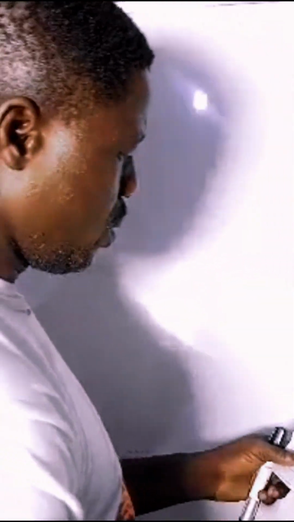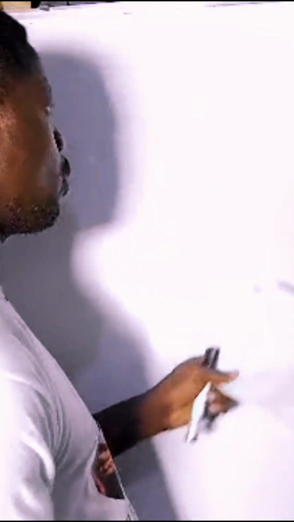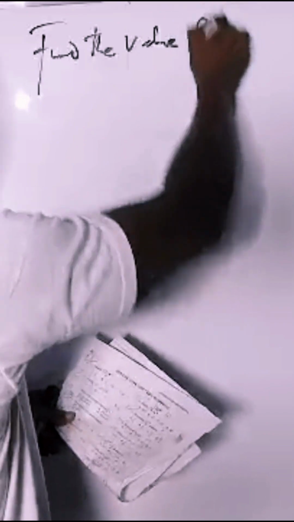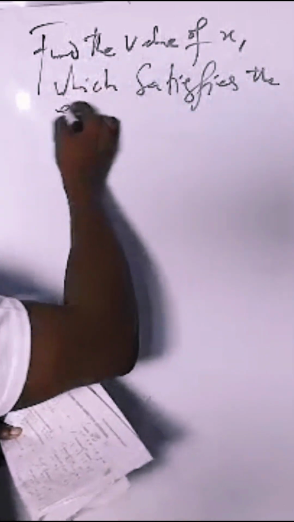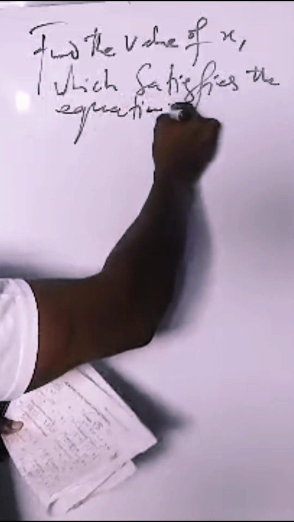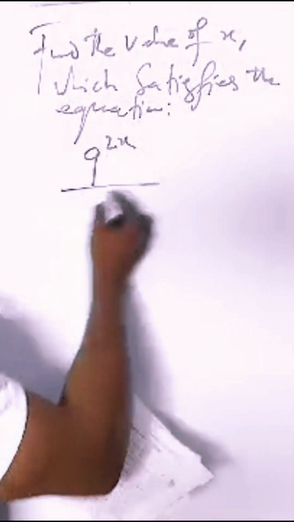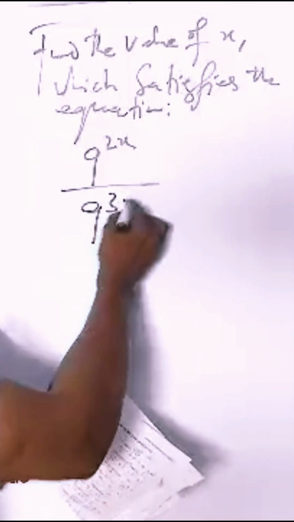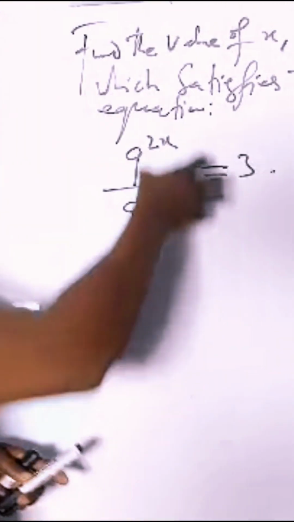Part 2 question says, are you there? Find the value of x which satisfies the equation. Which equation is that? Look at the equation given now. 9 raised to 2x divided by 9 raised to 3x is equal to 3. This is a problem relating to indices. We're asked to look for the value of x which satisfies this equation.